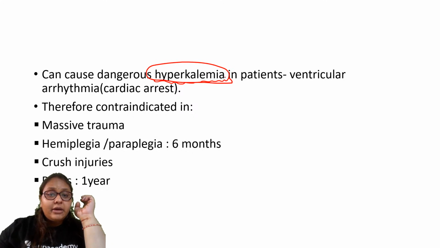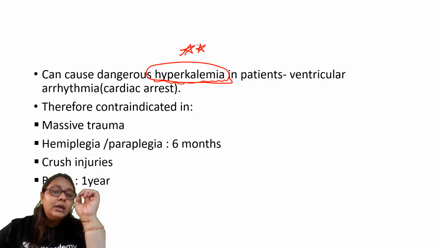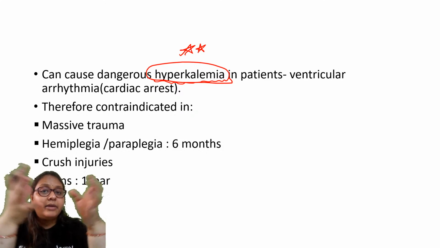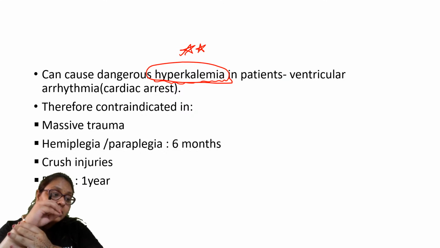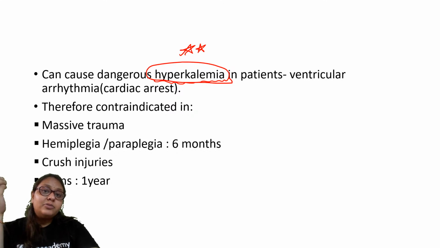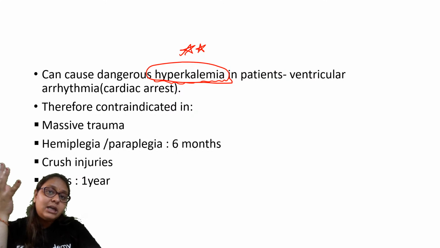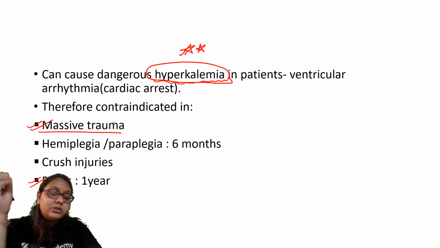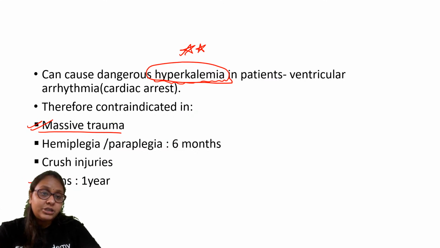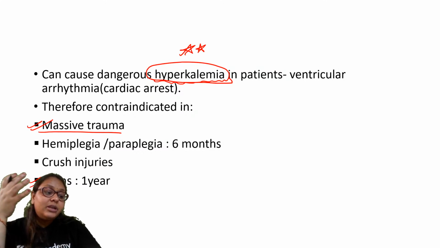Therefore, when the patient is already having hyperkalemia, scoline should not be used because it can further aggravate the hyperkalemia and cause ventricular arrhythmias. It should be used very cautiously or not at all in burn patients, burns up to 1 year. In massive trauma, because of rhabdomyolysis and crush injury, potassium levels are anyway high, and if scoline is given, it will further aggravate it and can cause ventricular arrhythmias.